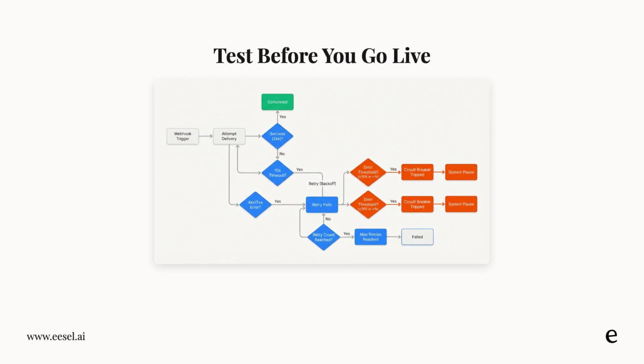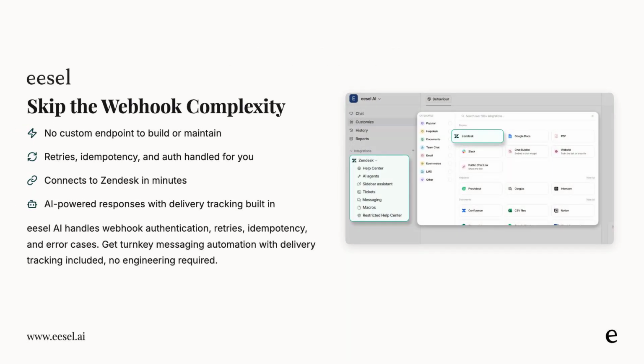Step 6, test before you go live. Use Zendesk's built-in webhook tester to verify connectivity, then send a real message and watch your logs. Zendesk retries failed deliveries up to 5 times, and if your error rate hits 70%, the circuit breaker trips and pauses your webhook entirely. Building all of this takes real engineering time.